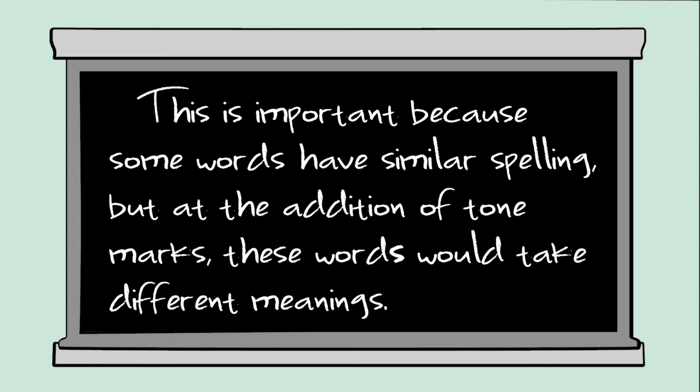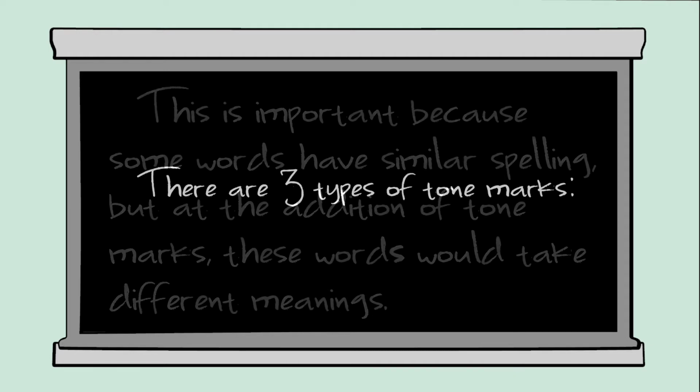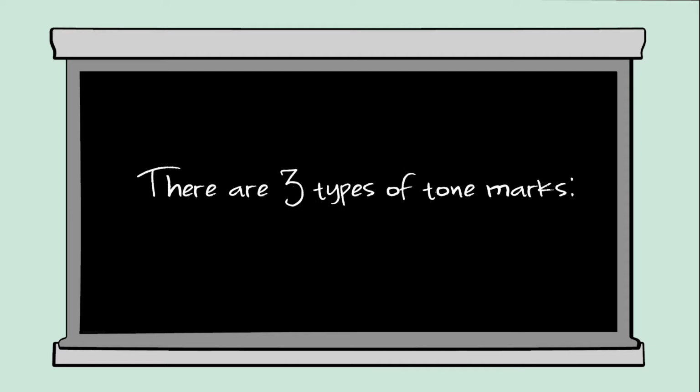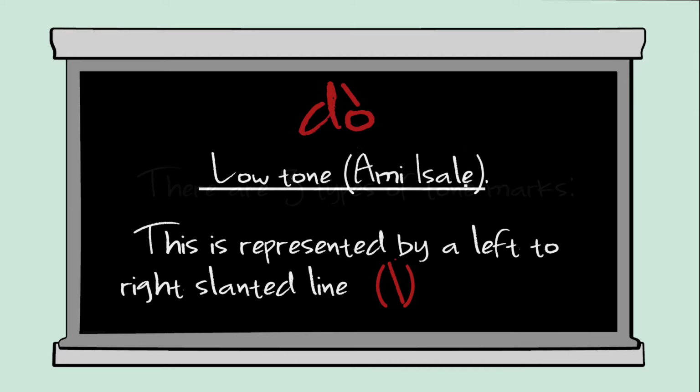This is important because some words have similar spelling, but at the addition of tone marks, these words will take different meanings. There are three types of tone marks. The first one is the low tone, àmì ìsàlẹ̀, do, do. This is represented by a left to right slanted line.